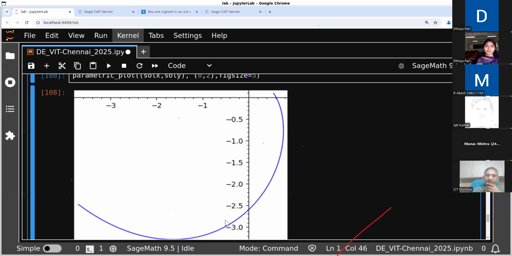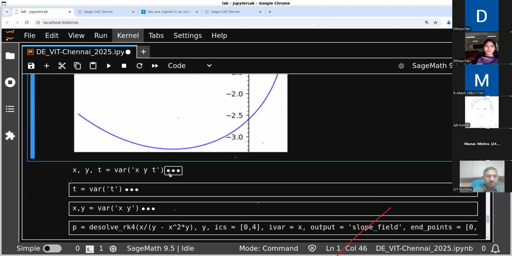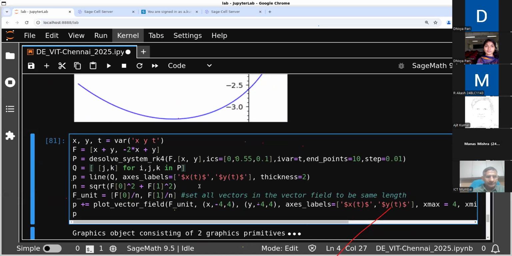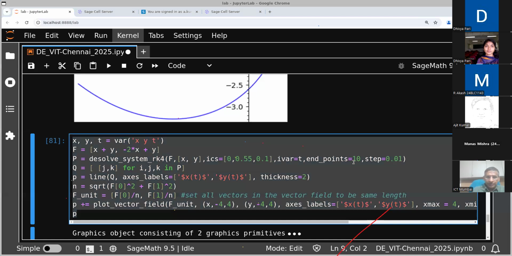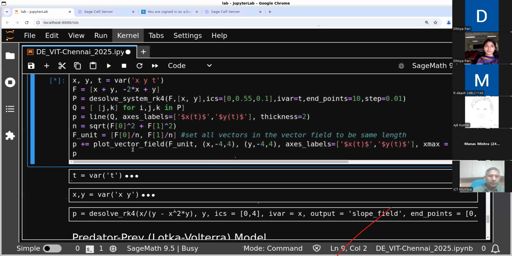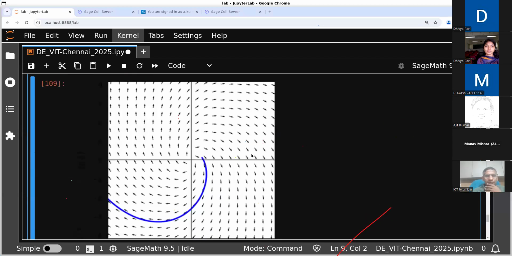Implicitly, this is how it is defined. This is the solution. Let us try to plot this in terms of the slope field, and see how the graph looks. So this is how the slope field looks, and then this is the solution. This is how you can see here.